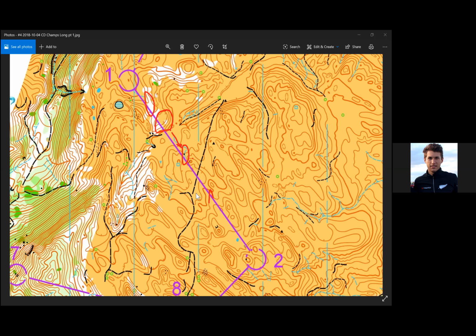So I really like using this guy. Then my route choice is just going to follow this guy the whole way up and over. Super safe. There's no chance of me jumping over to the next ridge to the southwest or to the northeast.